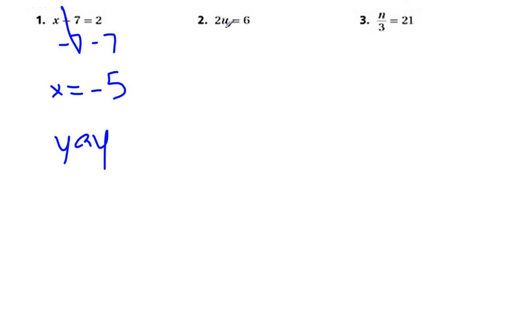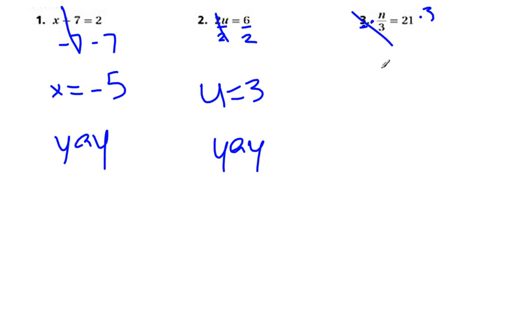So the opposite of multiplying is to divide. So this cancels out. 6 divided by 2, we get u equals 3. Yay. And our last one, some number divided by 3 equals 21. So the opposite of dividing a number is to multiply by 3. Hey, it's written for us. And we're going to multiply by this 3 as well over here. So this will cancel out. 21 times 3 gives us n equals 63.